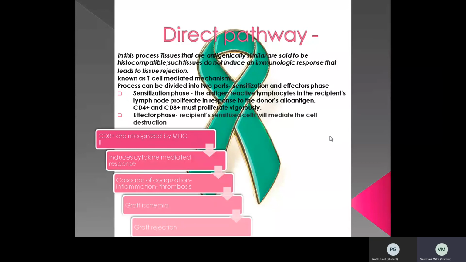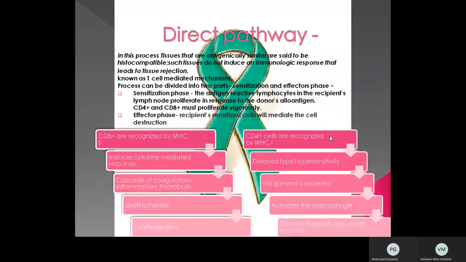Now, thrombosis is a process by which the artery that provides blood to the graft gets clogged. And this cascade will eventually lead to graft ischemia. This graft ischemia is caused by the low supply of oxygen as the artery which is supplying blood to the graft is clogged. Now, if CD4 plus cells recognize MHC2 molecules, then it will cause a delayed type hypersensitivity reaction known as DTH reaction.